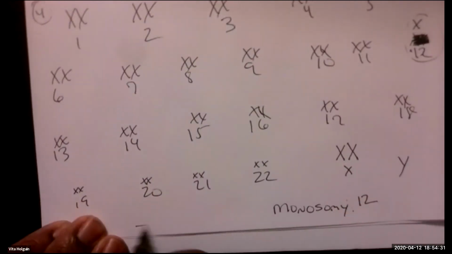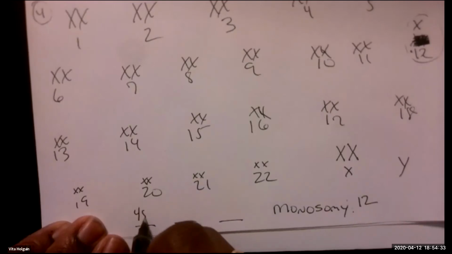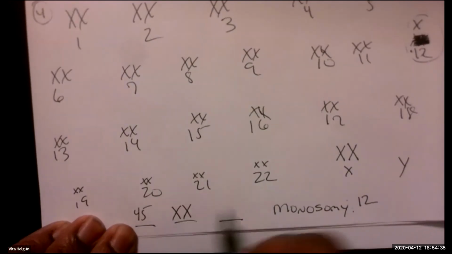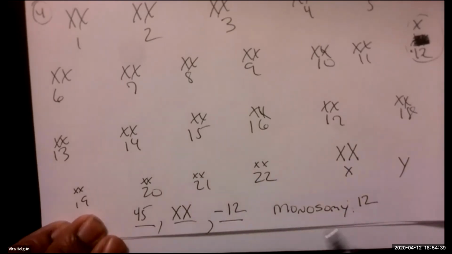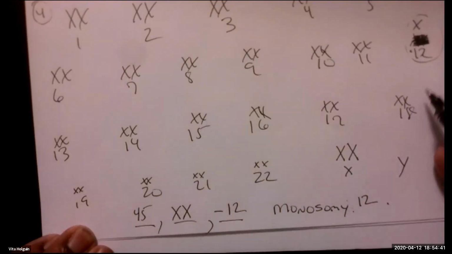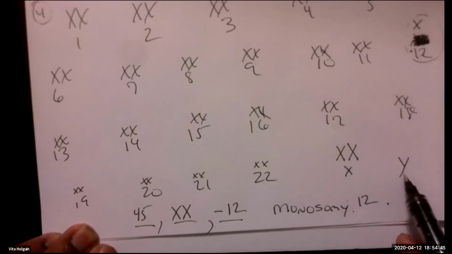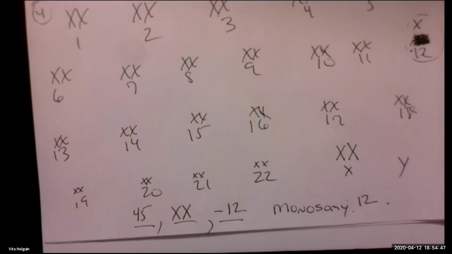Go ahead and write out your diagnosis. You should have 45. It is a girl, and it'll be a minus 12. That would be the diagnosis. Monosomy 12, because only 1 here, and it has 2 X's. Remember, even though it's a girl, you still write the letter Y here. You just don't put anything above it.